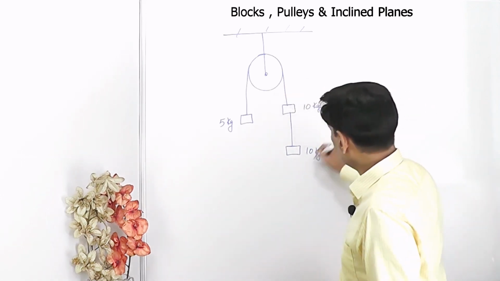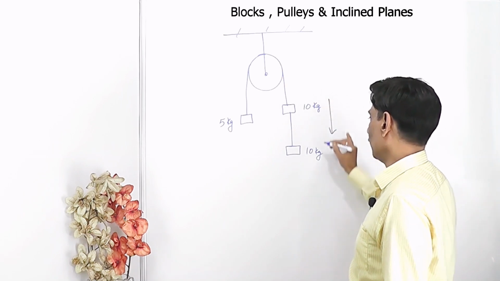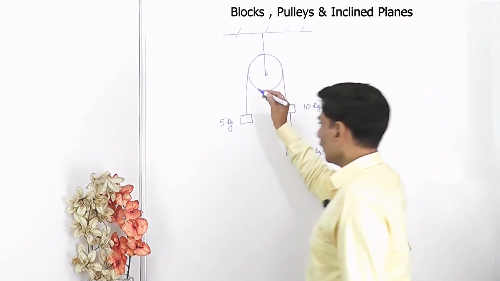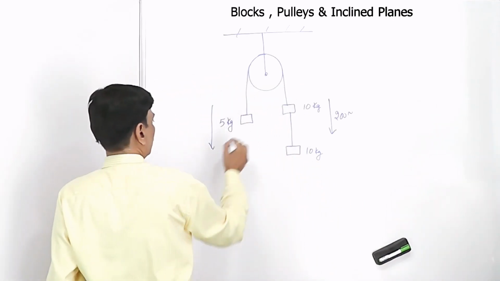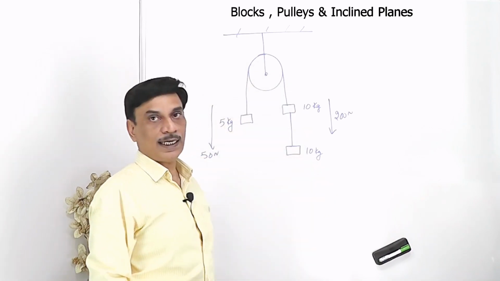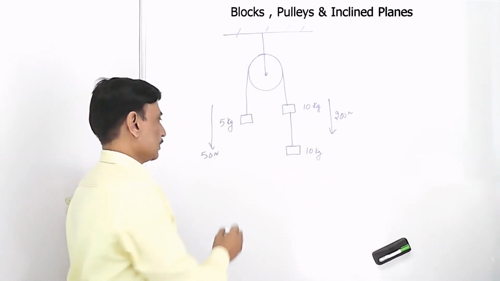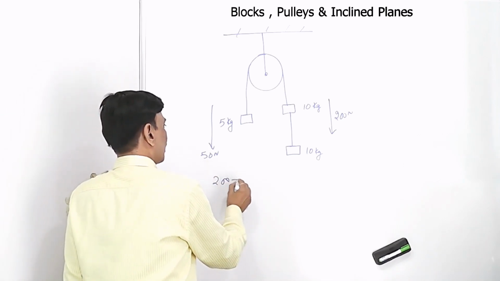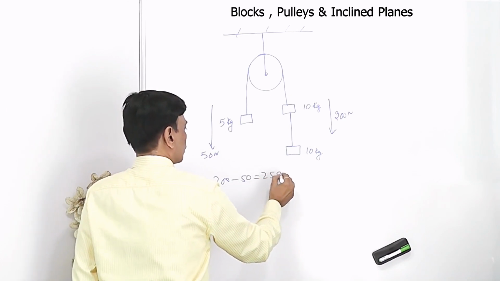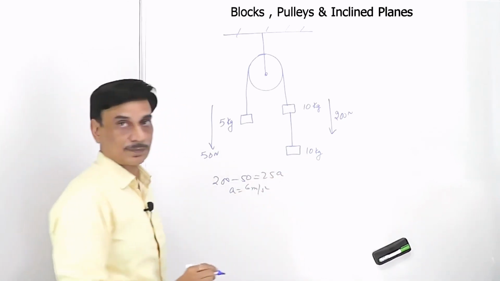So this whole side is being pulled down by the earth with the force of 10 plus 10, 20 kg, 20 into 10, that is 200 Newton. And this side is being pulled with the force mg, that is 50 Newton. So along the string, the net force is 200 minus 50. That is what we have done in the earlier example also. Net force is equal to total mass 25 into A. So A comes out to be 6 meter per second square.